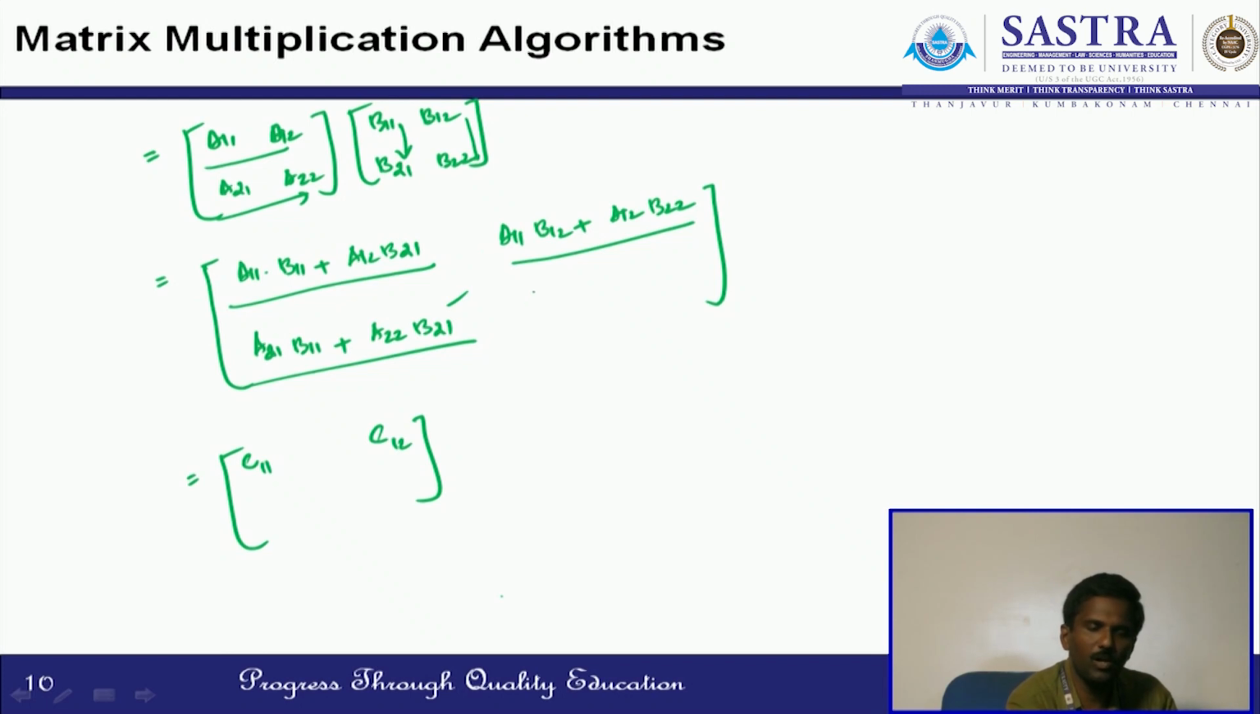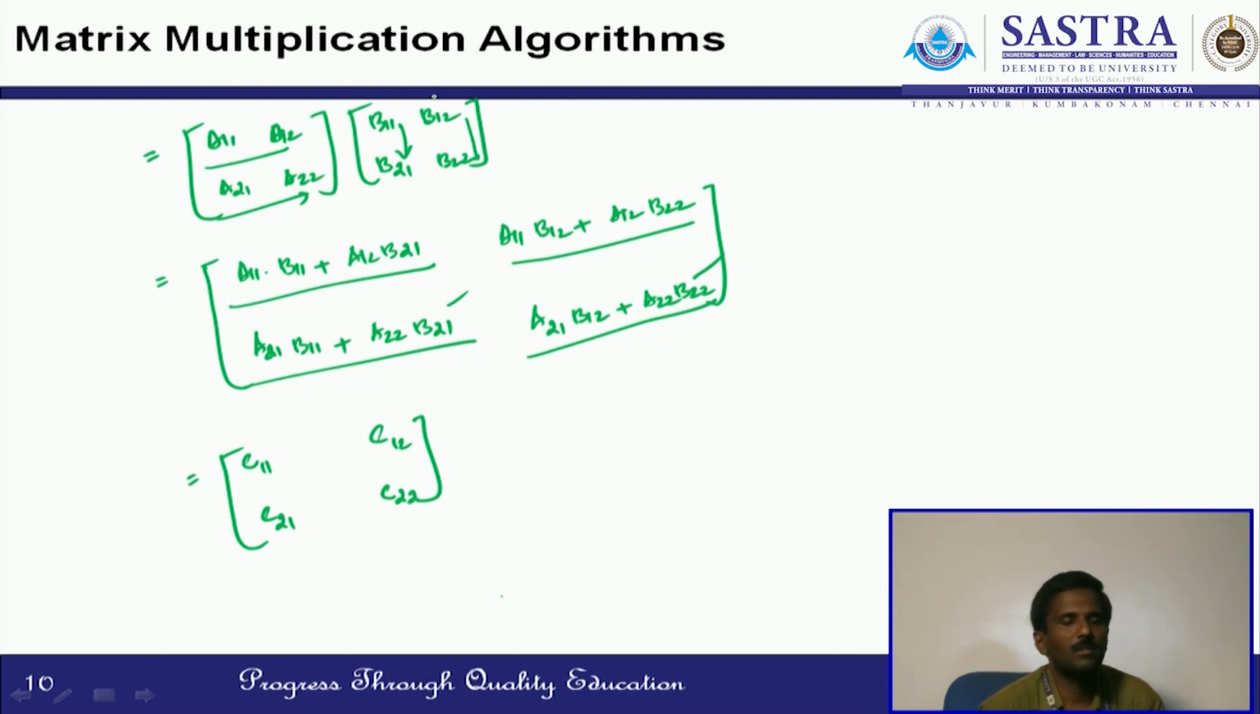Second row, second column: A21 B12 plus A22 B22. So here this is C21, this is C22. This is valid when each Aij and Bij takes a single element.